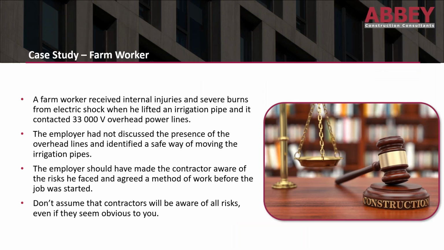Another case study for you, this one was a farm worker. A farm worker received internal injuries and severe burns from electric shock when he lifted an irrigation pipe and it contacted 33,000 volt overhead power lines. The employer had not discussed the presence of the overhead lines and identified a safe way of moving the irrigation pipes. The employer should have made the contractor aware of the risks he faced and agreed a safe method of work before the job was started. Don't just assume contractors will be aware of all the risks on your site, even if they seem obvious to you.